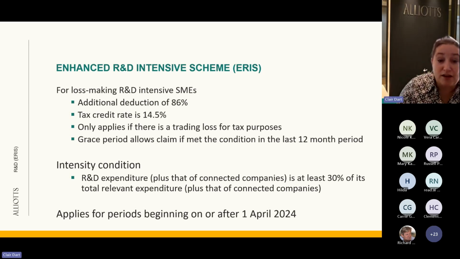There's also a 1-year grace period that allows a company which fails the intensity threshold, perhaps they have a one-off expenditure or there are fluctuations in the costs and they just dip below the level, to continue to claim the intensive scheme as long as they met the intensity threshold before. So this would only apply for accounting periods beginning on or after the 1st of April 24.